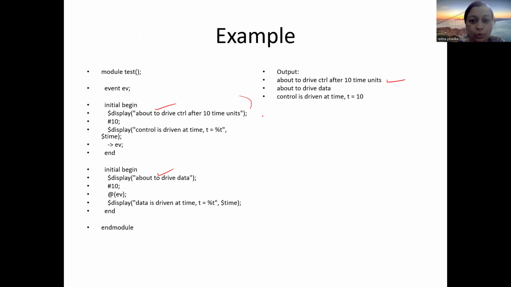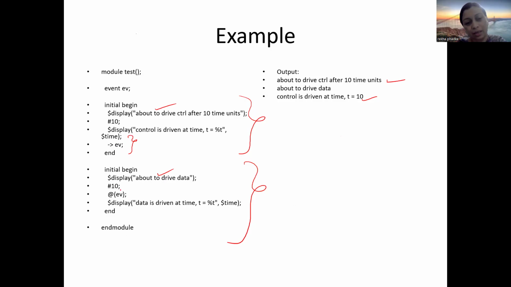These two are parallel processes. This is one process, this is one process. So parallelly they are happening. So this gets displayed first, then this gets displayed next. Then after a delay of 10, this is waiting at EV, so it's not triggered. Here after a delay of 10, this gets triggered. $display control is driven at time t equal to 10. So it triggers, but this cannot acknowledge it because the wait on EV is after 10. After 10, this gets executed. So by then, this has already been triggered. At 10, it's already been triggered.